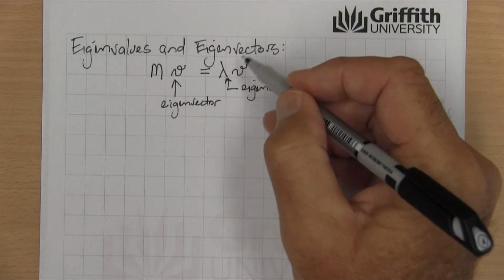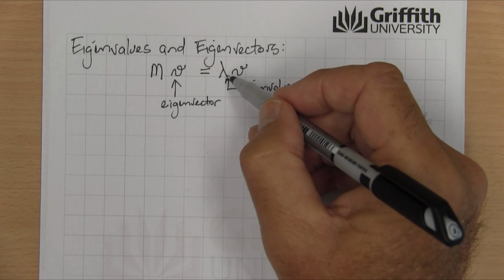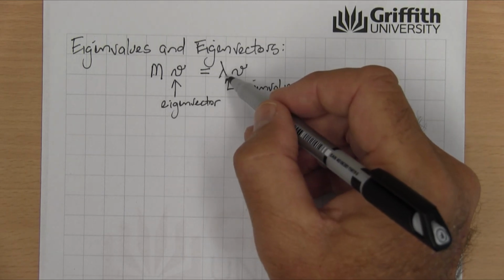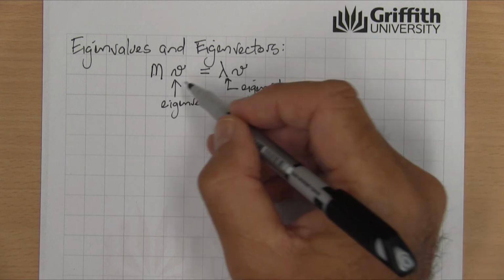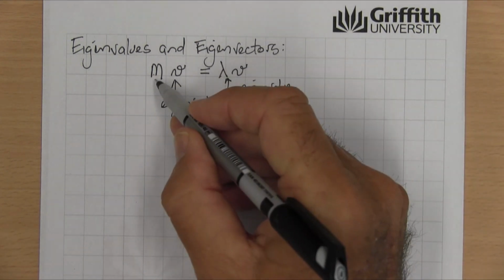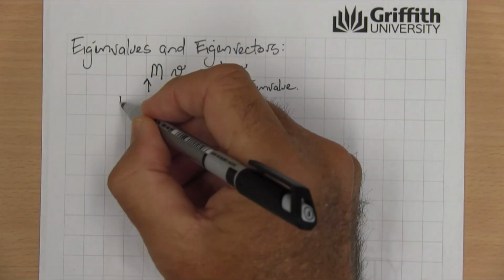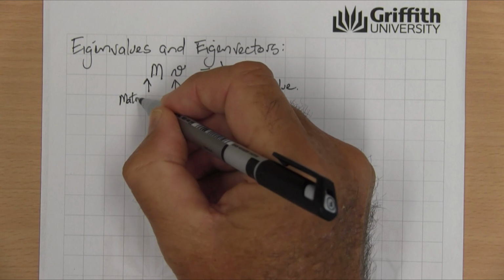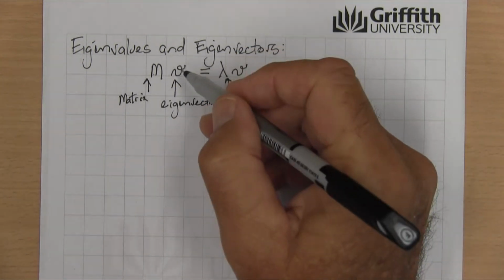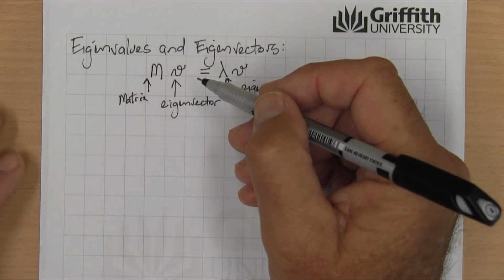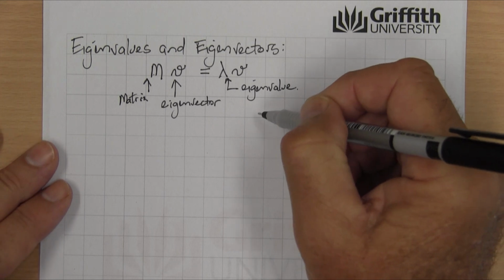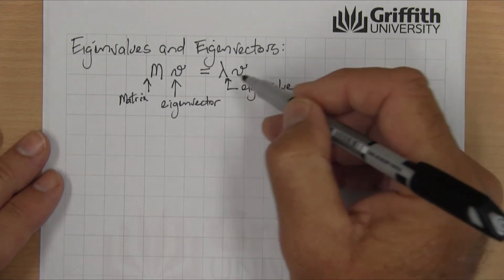Now, given a value for lambda, there will be a particular vector. You may get multiple values for lambda. For each value of lambda you have to then go and calculate what is the eigenvector for this case. So M is a matrix, and we're talking about a square matrix. V is the vector.